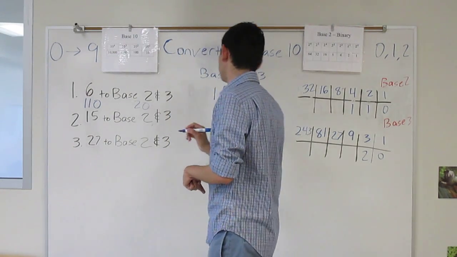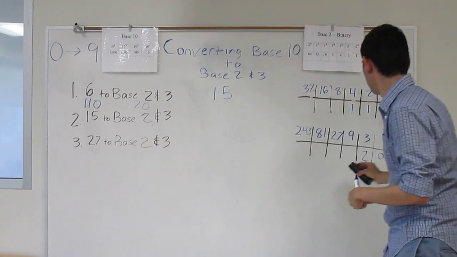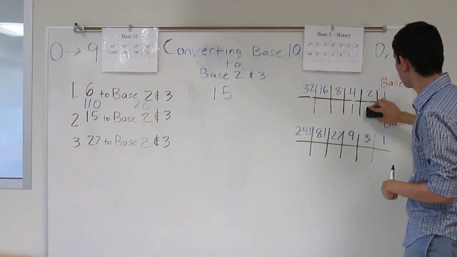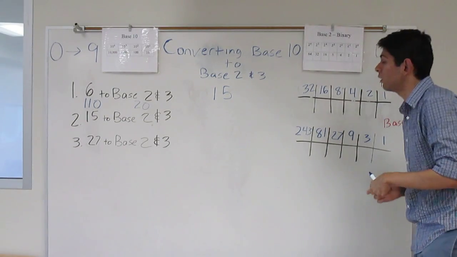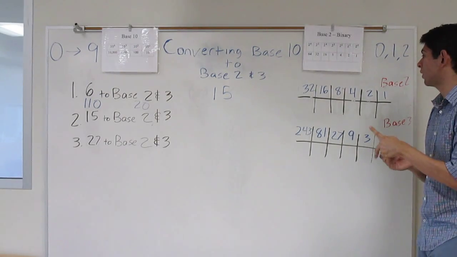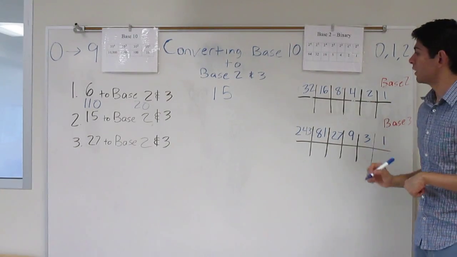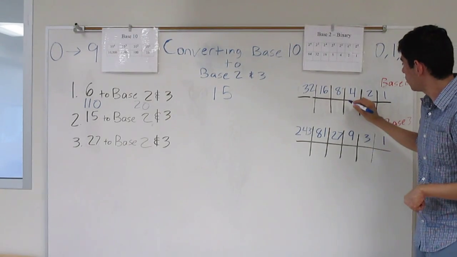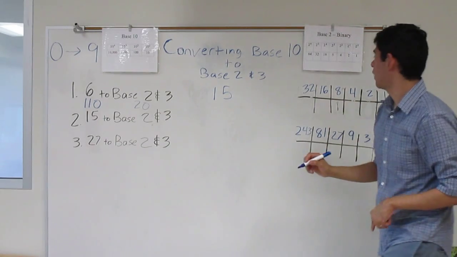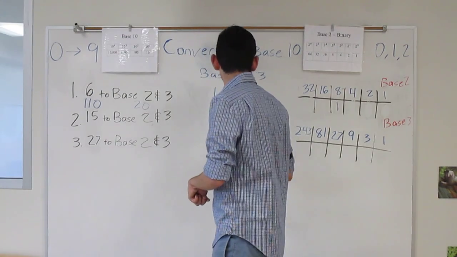So 15, we'll go into base 2 again. We'll use our base 2, and then we'll convert into base 3. Sorry, it's very quick. We know that 32 and 16 in these place values do not fit into 15, but 8 does. And how many times does it fit into it? 1 time. So we'll place a 1 right there, and we will just subtract it. That'll give us a remainder of 7.